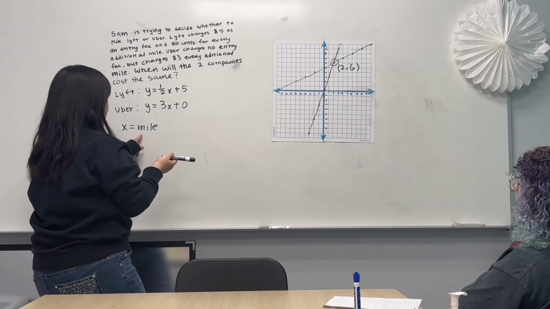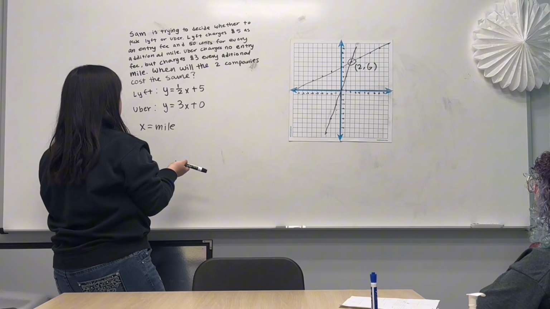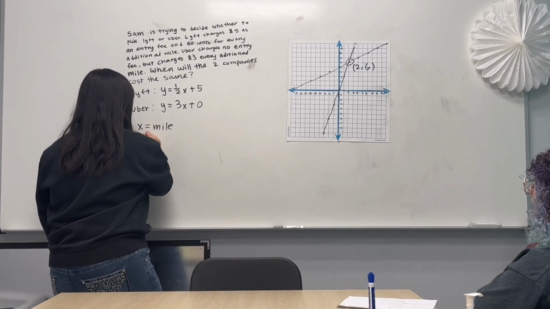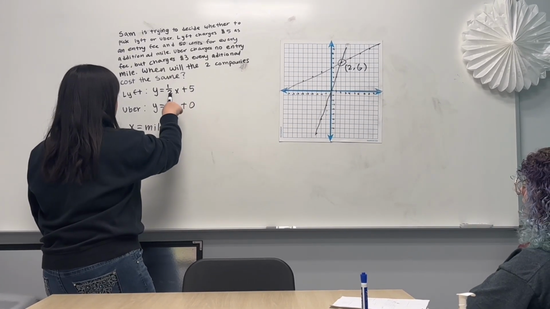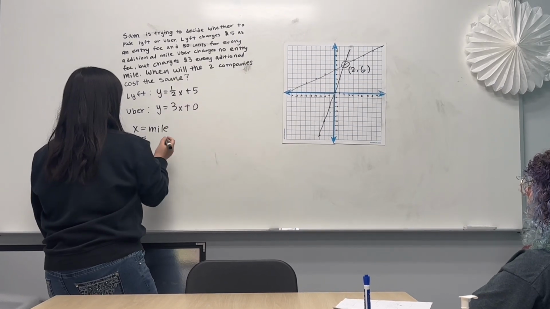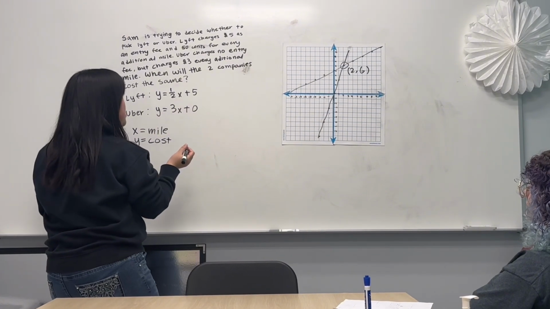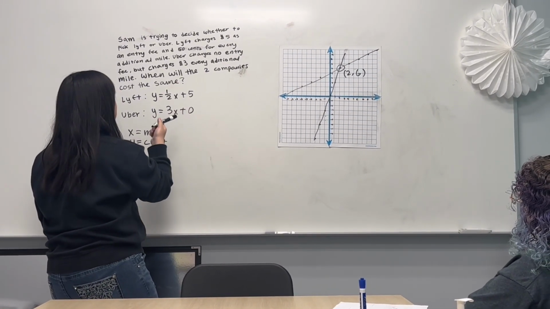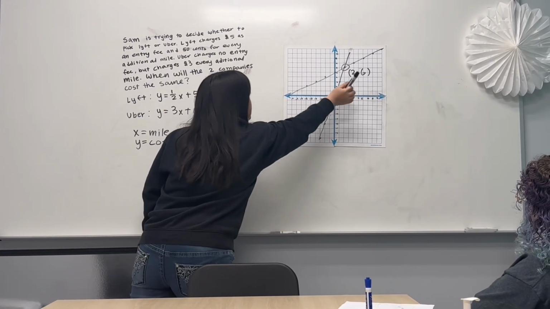x is the number of miles, which means that y would be the cost. And that makes sense because these are the dollars, and this would add up to the total cost. So we're looking for the cost, so we're looking for the y, which is 6.